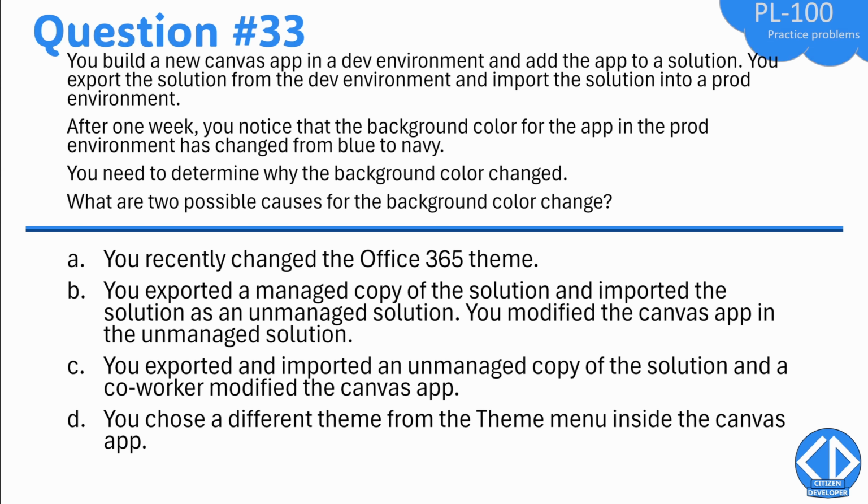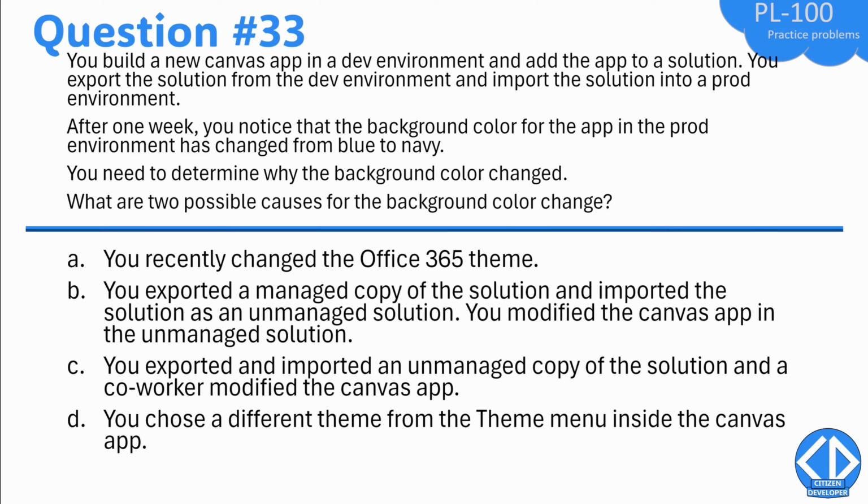Question 33. So you are building a Canvas app in a dev environment and add the app to a solution. You export the solution from the dev environment and import the solution into a prod environment. After 1 week, you notice the background color of the app in prod has changed from blue to navy. You need to determine why the background color changed. What are 2 possible causes for the background color change?